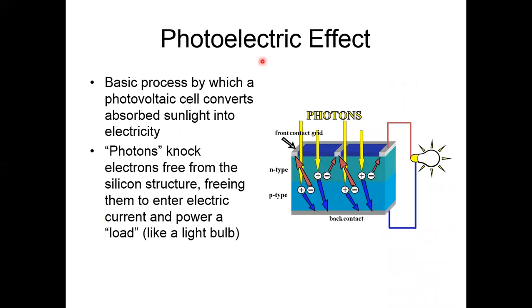So mainly it works on the photoelectric effect. So we will see the basic process by which a photovoltaic cell converts sunlight into electricity. Photons knock the electrons free from the silicon structure, freeing them to enter an electric current and power a load like a bulb.